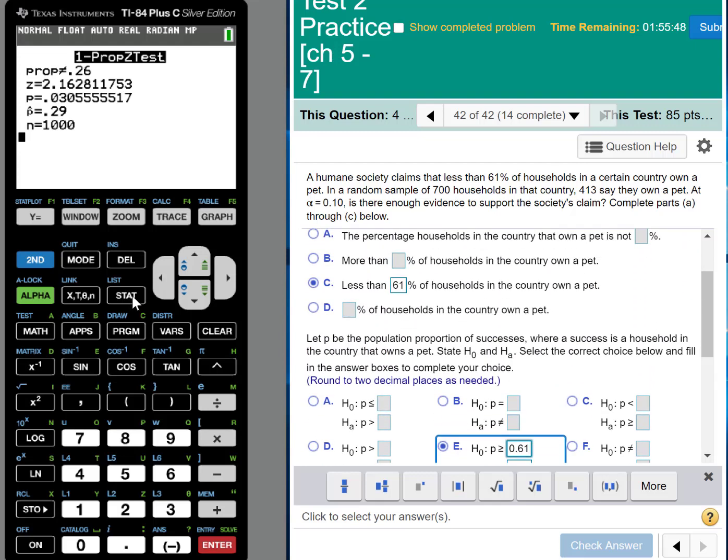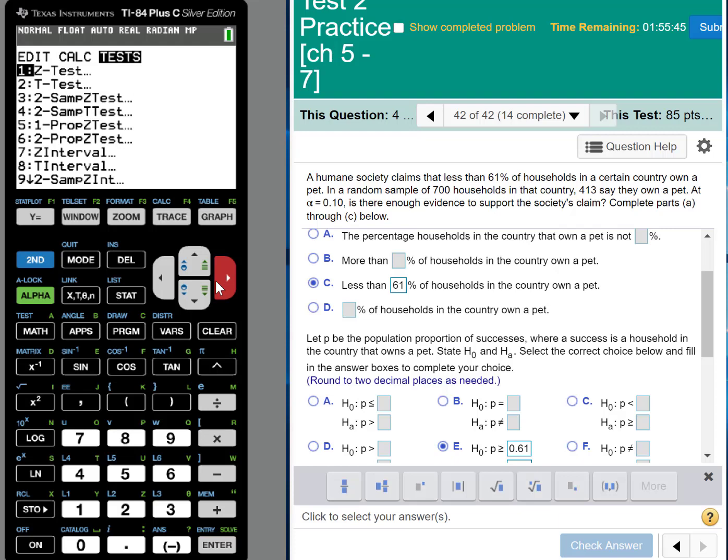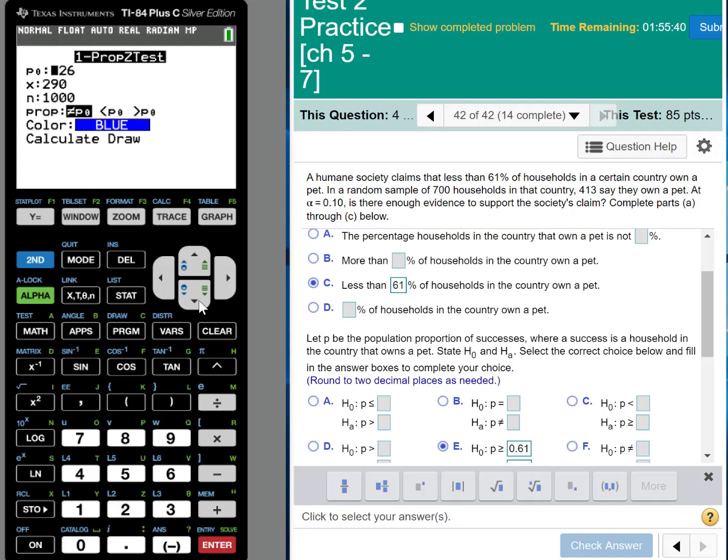Okay, let's run this one. It's a proportion. Once he's asking about the percent, guys, don't use Z or T. It's a proportion test. Okay, so 0.61. What is X here? He says in a random sample of 700, 413. So 413 is X. The smaller number is X. N is 700. Less than. Make sure to select that properly. Enter. And let's do a draw.